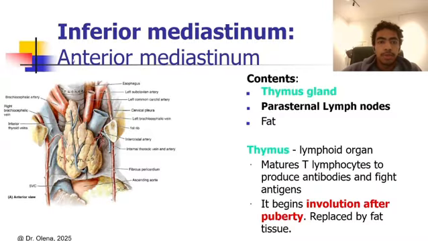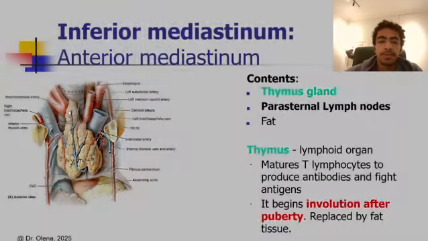Now, the inferior mediastinum. We're going to start with the anterior, which contains the thymus gland, as well as the parasternal lymph nodes. That's what we call the lymph nodes behind the sternum. The thymus gland is where we mature the T lymphocytes, which produce antibodies to antigens. It is only found in kids because it undergoes involution during puberty and is replaced by fat tissue.